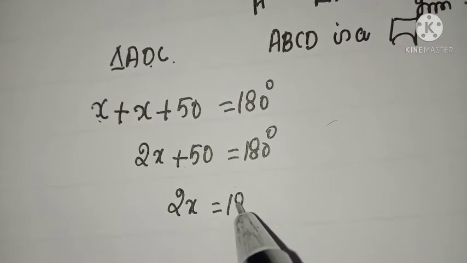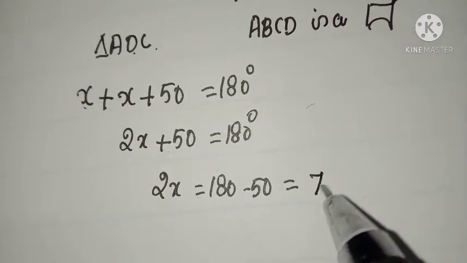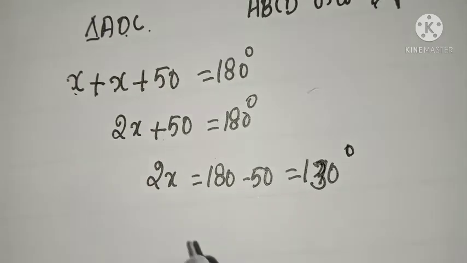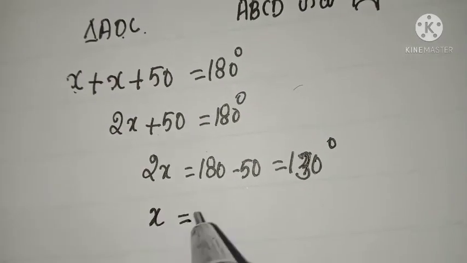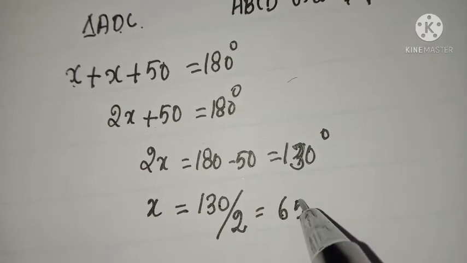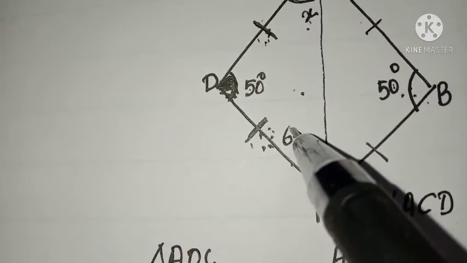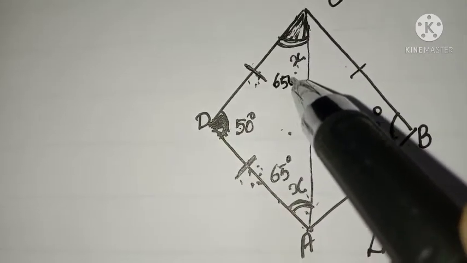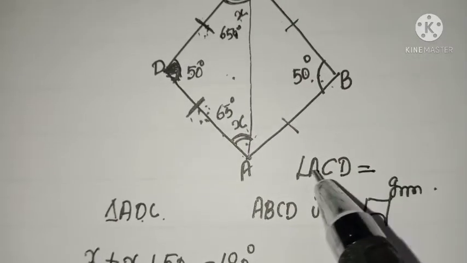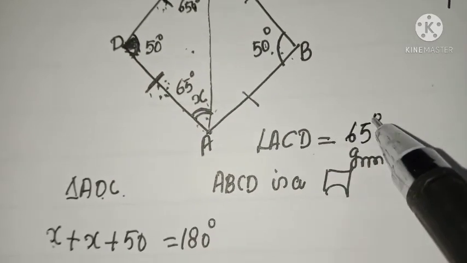2x equals 180 minus 50. 180 minus 50 is equal to 130 degrees. So what is x? x equals 130 by 2, which is equal to 65 degrees. So x equals 65 degrees. Now what is angle ACD? That's our question. ACD is equal to 65 degrees. Okay.